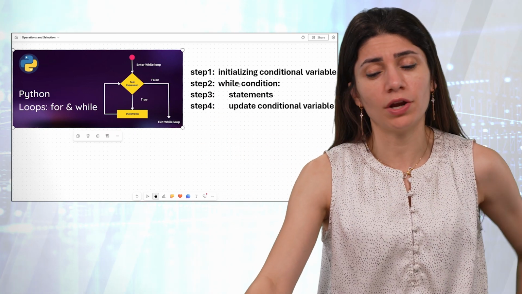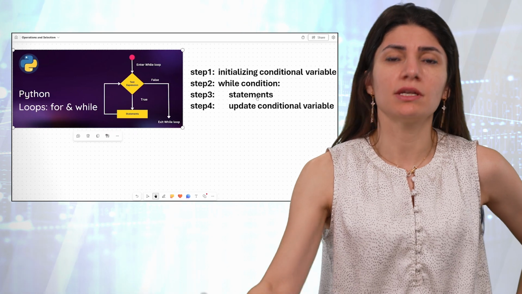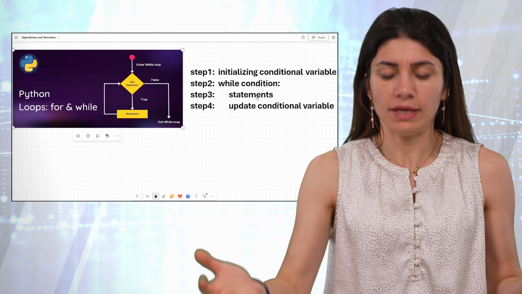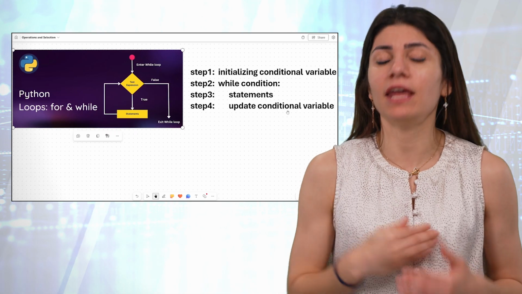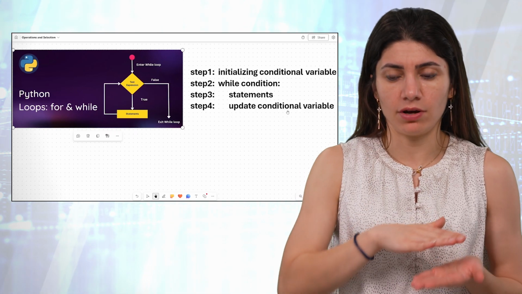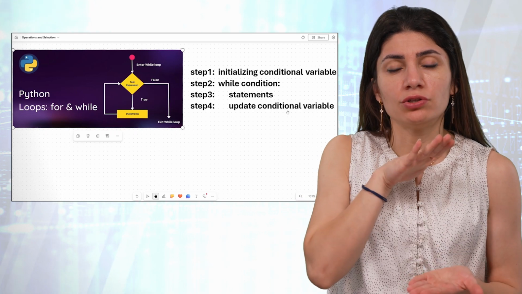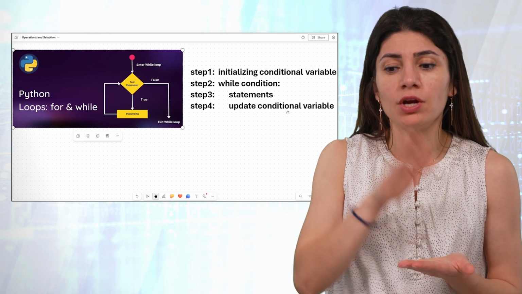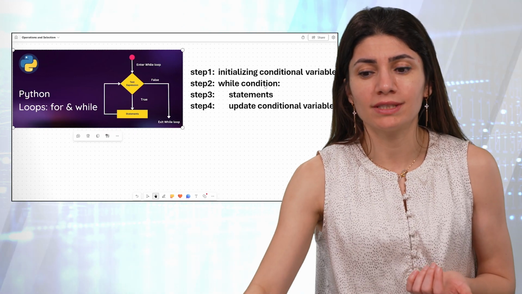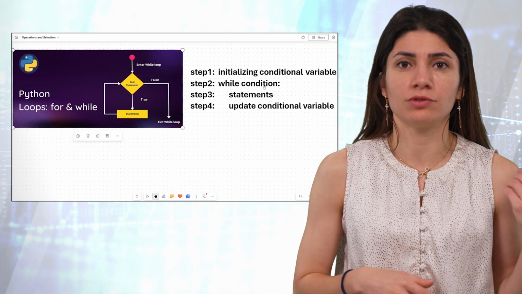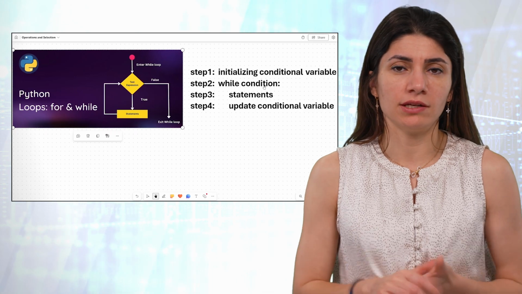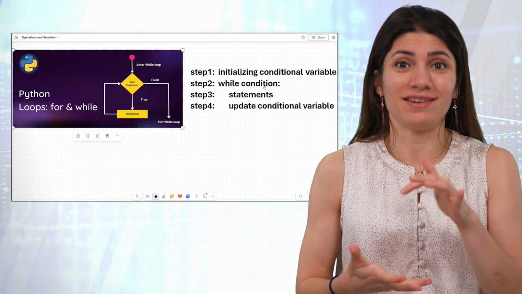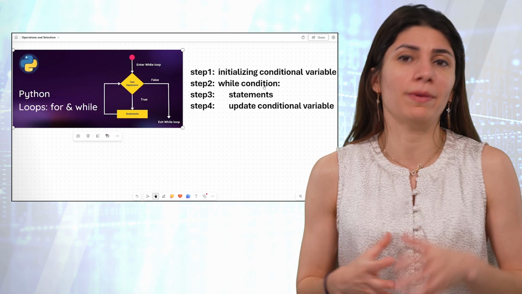And then inside your while loop, you're going to put your statements. It could be 1 line, it could be 100 lines, depending on what your problem is. And then at the very end of your statements, you're going to update your conditional variable. Whatever that variable was, you update it to make sure this condition at some point becomes false, which in most scenarios is what you want, because you want your loop to stop at some point.